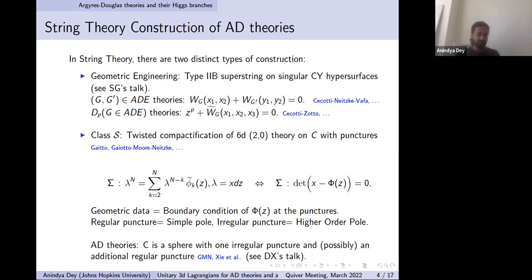One is the famous (G, G prime) theories of Cecotti, Neitzke, and Vafa, where this so-called singular Calabi-Yau hypersurface is labeled by a pair of Dynkin diagrams G and G prime of the ADE type, and the (G, P) theories, where G is again of the ADE type, and P is an integer. So there is this whole literature on engineering these theories from type 2B superstrings.